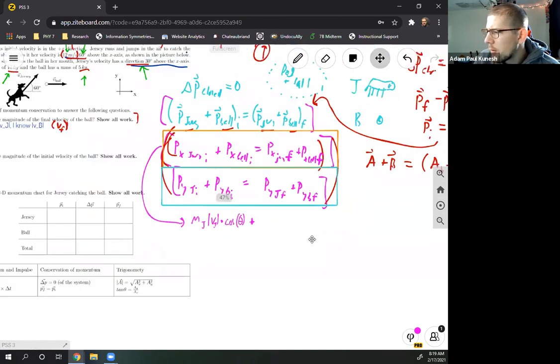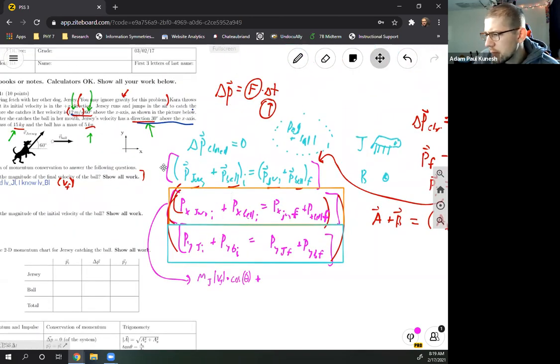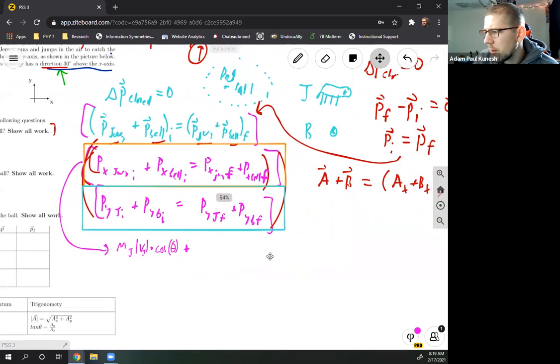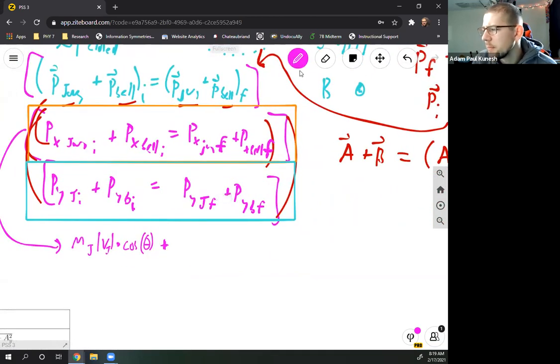Well, the ball is just moving to the right. So the x component of momentum for this ball is going to be all of its momentum. So it's just the mass of the ball times the velocity of the ball. And this is initial. So initial velocity, initial angle for Jersey, initial velocity for Jersey. Okay, so that's the left side of my x equation. Still with me? Is this all good? Too fast, too slow?